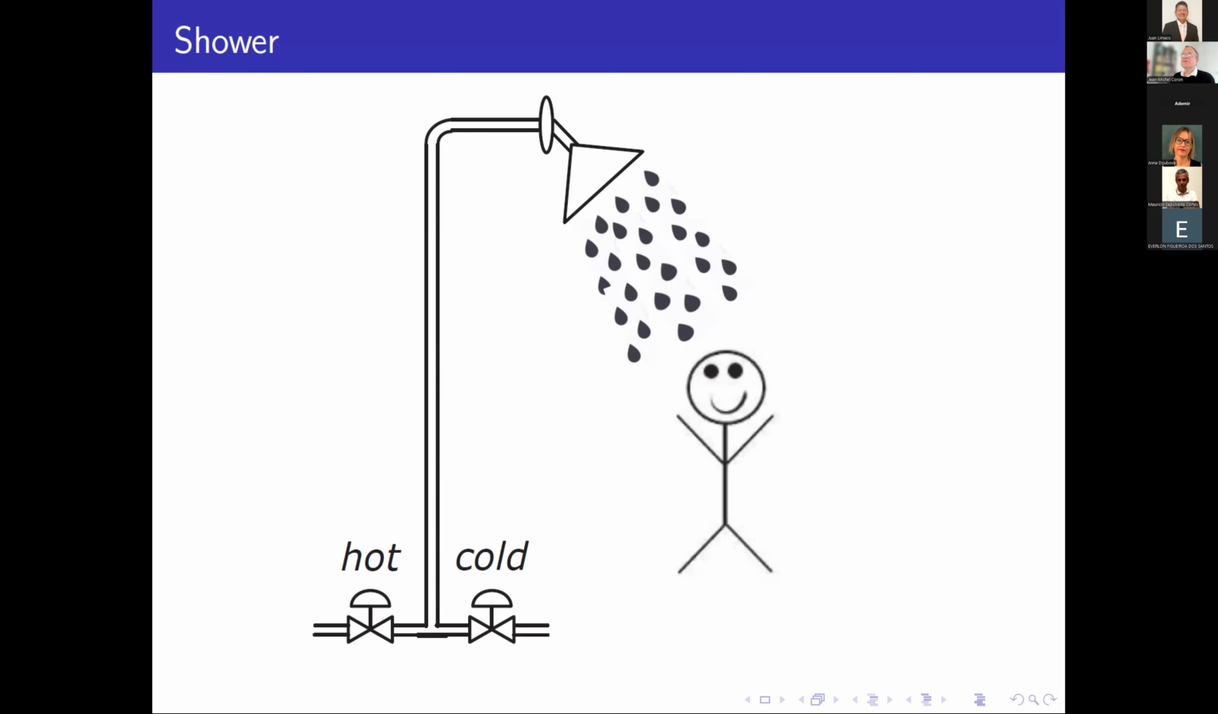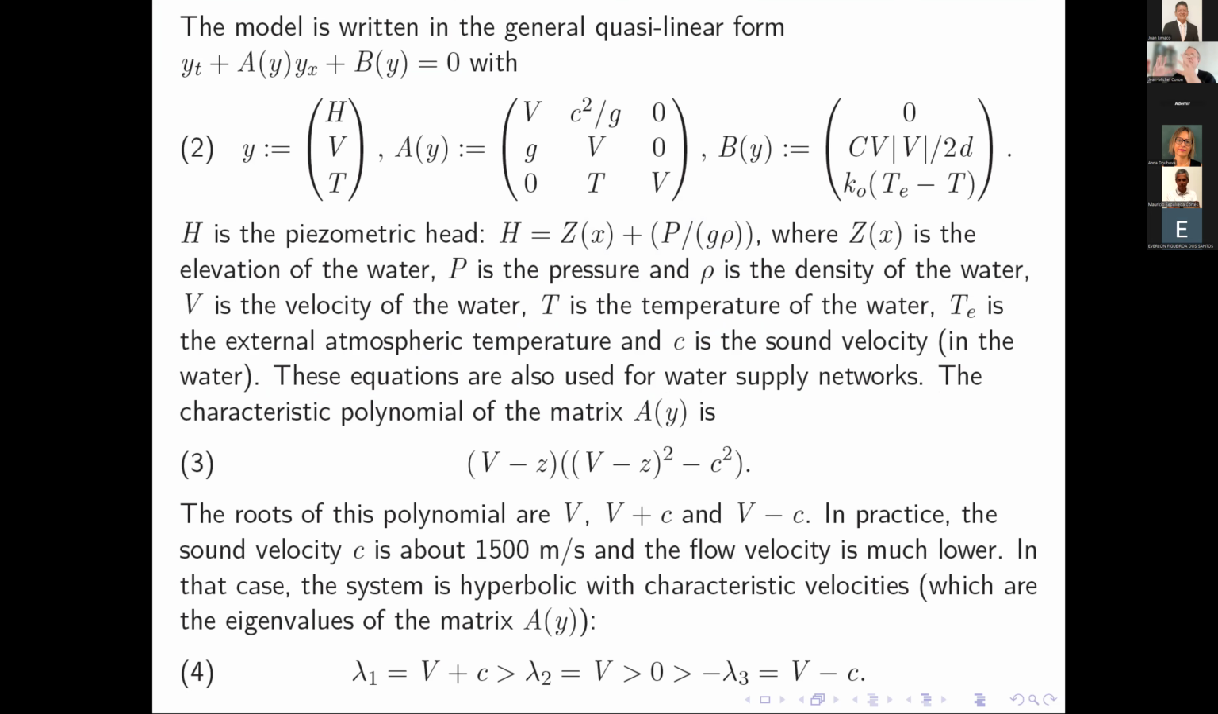Another example, this is a shower. So it's a case where the dimension of y is now 3. You have what is called the piezometric head, which is homogeneous to a length. Then you have the velocity of the water, and T is the temperature. And it takes, again, the form y_t plus A(y) y_x plus B(y) is equal to 0, where A(y), which is the matrix that we are interested in, is given by 2. And if you compute the eigenvalues of A(y), you see that they are all real.